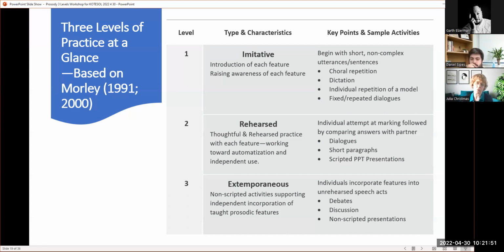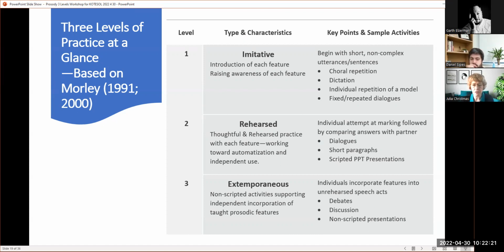And so this is what I'm talking about when I like task-based learning, and you can make pronunciation into a task-based activity by using this thoughtful and rehearsed practice. And I will introduce it further in just a minute. But we're really working towards automatization and independent use. So you're helping them move from level 1 to level 3.